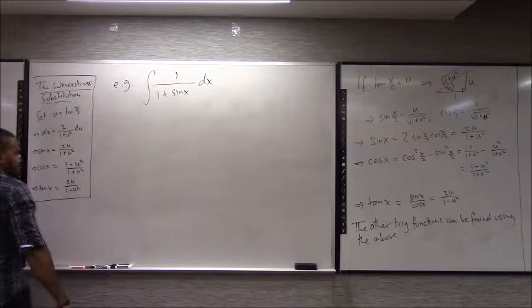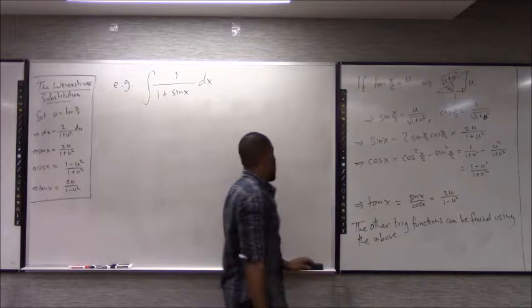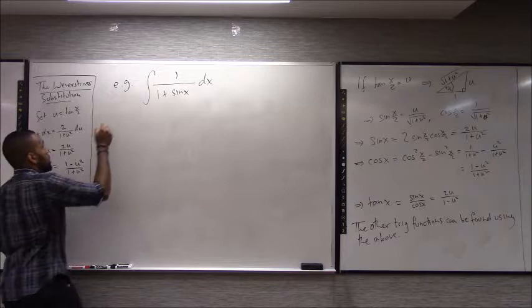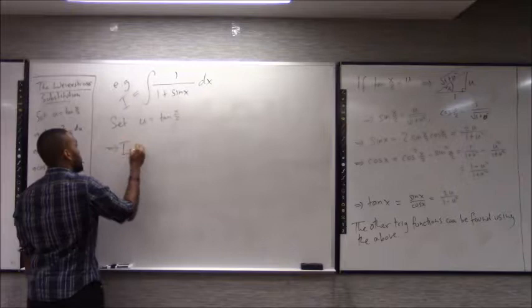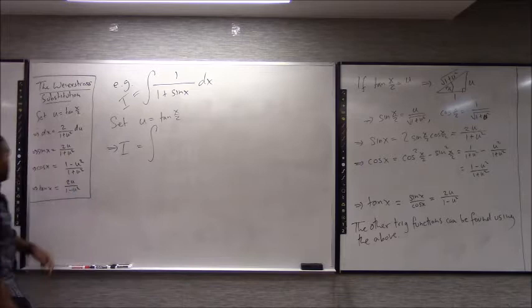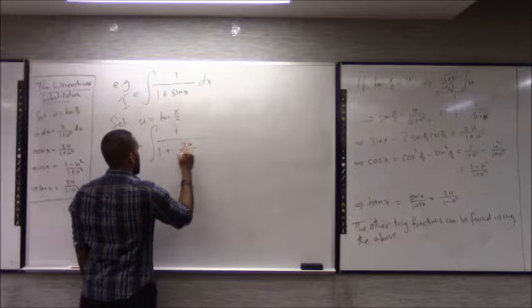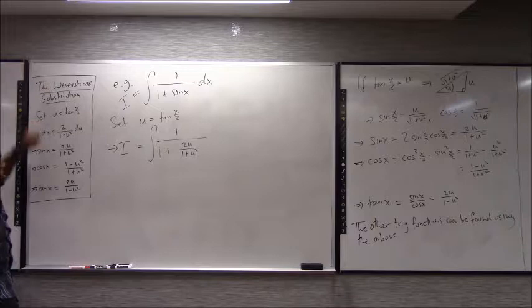Let's look at how that would break down via a Weierstrass substitution. So, set u equals the tangent of x over 2. This means that the integral is automatically going to break down into certain components. I can replace the sine function with this guy, and I can replace the dx with this guy.